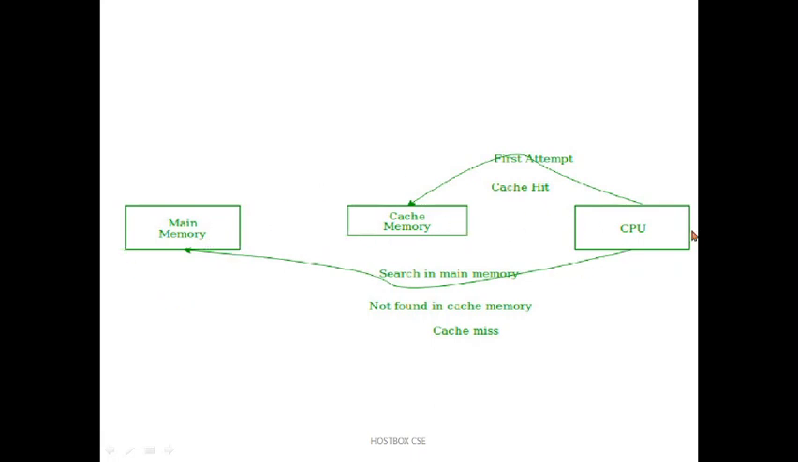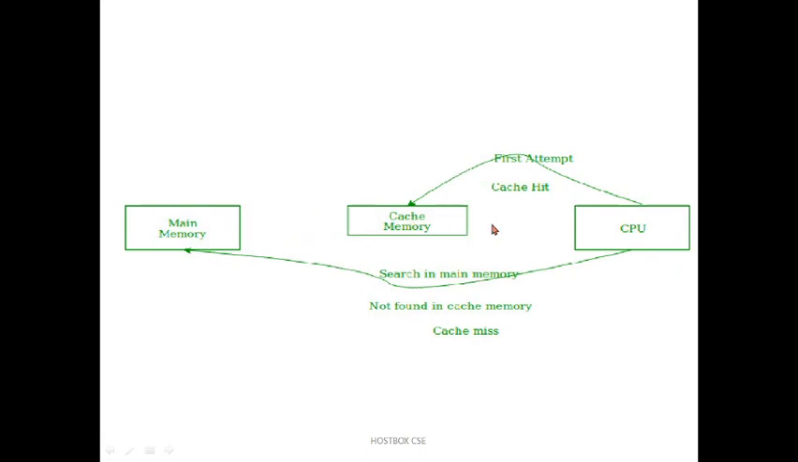Let's assume you have main memory and the CPU. Whenever the CPU requests information or data, it will mostly be available in the cache memory. If not there, it goes to the main memory, searches, and fetches the data; the data comes to cache memory and from cache memory to the CPU. If the information is available in the cache memory, that is called a cache hit. Otherwise, if the information is not available, it goes to main memory, then to cache memory, and then to the CPU. That is called a cache miss.